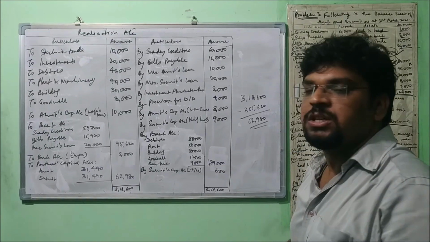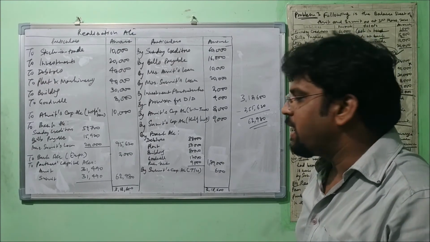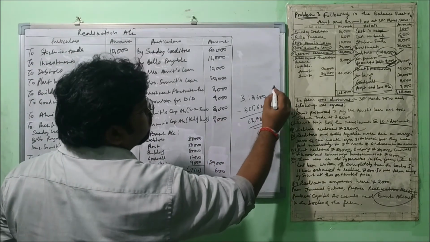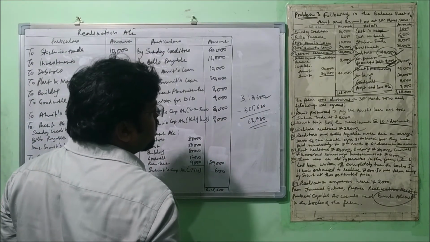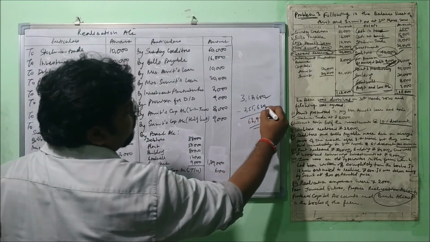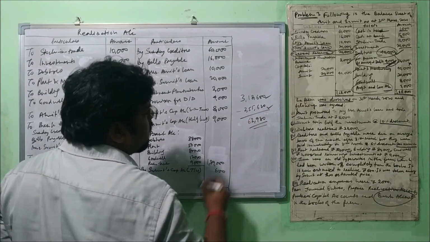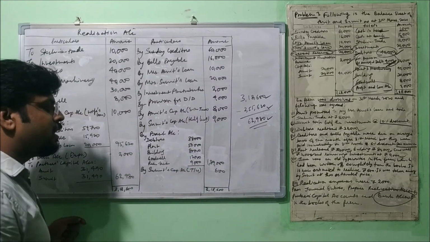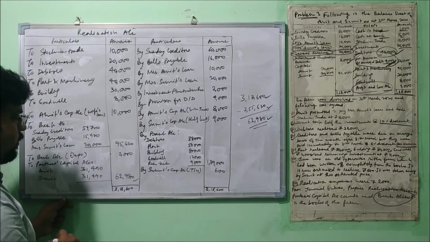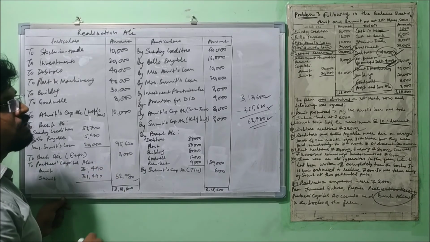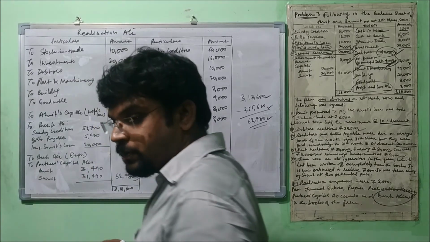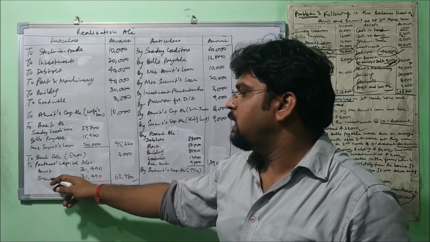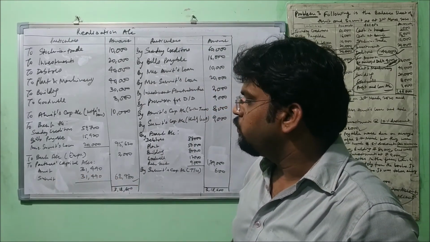Right. As there is no other entry required here, I have made the total of this side, which comes out 3,18,600. This side total is 2,55,620, and after deducting we get 62,980. That is the profit. As the partners share profit and loss equally, Amit gets 31,490 and Sumit also gets 31,490.